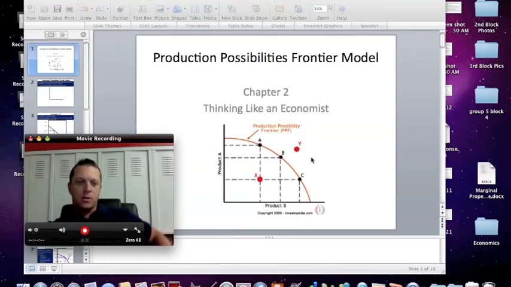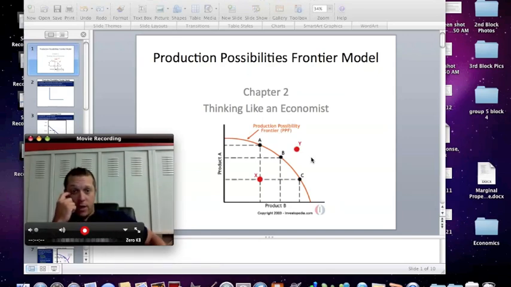Today's lesson is going to be from Chapter 2, Thinking Like an Economist, and it's going to focus on the production possibility frontier model. It's a model that is pretty important in this class, and it reflects the concepts we learned in Chapter 1 about scarcity, opportunity cost, trade-offs, and ultimately what you give up whenever you produce one good versus another.